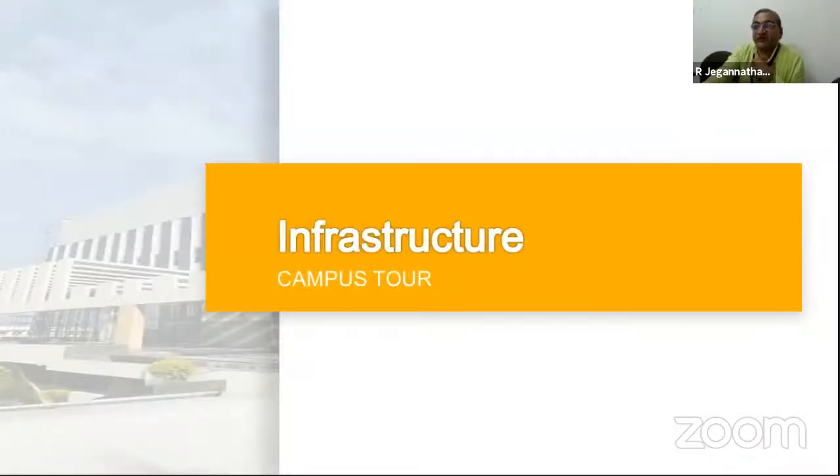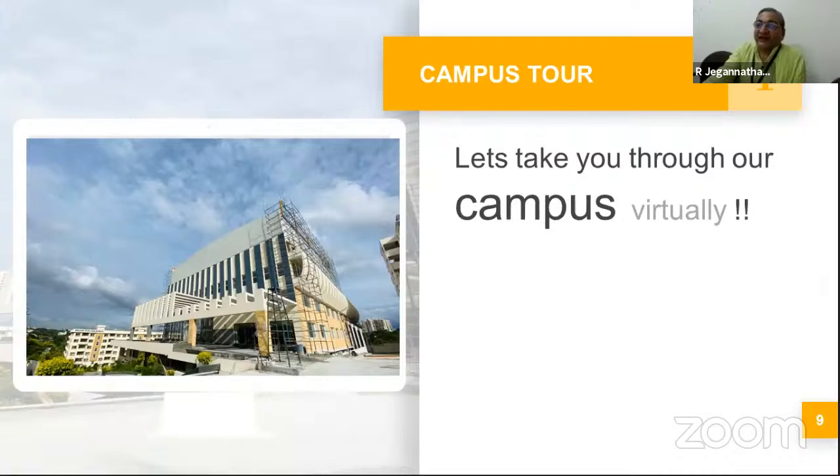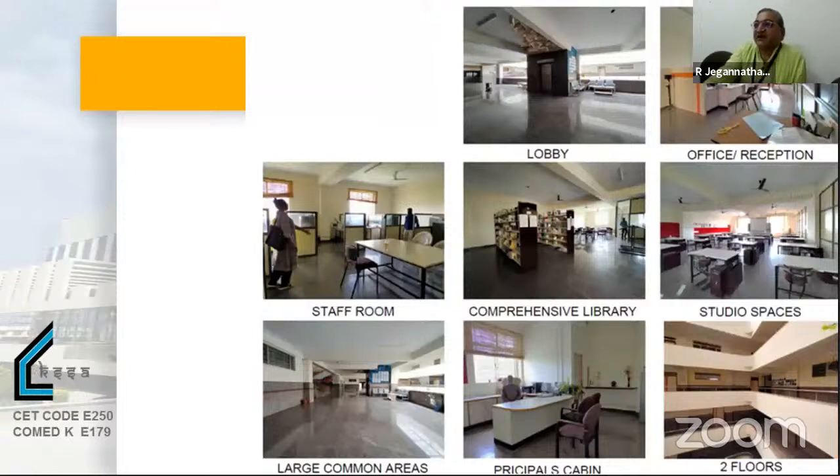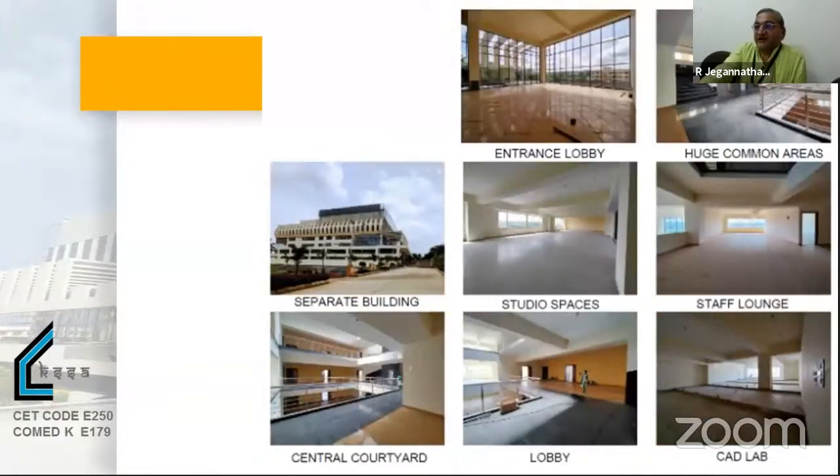As for infrastructure, I'll take you through a quick campus tour. This is our new campus, about 150,000 square feet of built space, located amongst beautiful gardens inside the campus. As you see, we have a very beautiful, well-located library and staff rooms. The lobby is a very big, open space. And we have studio spaces with well-organized furniture and convenient, well-ventilated areas.